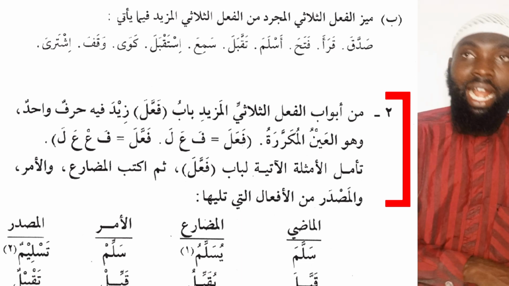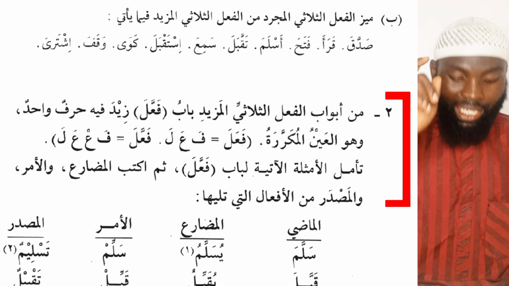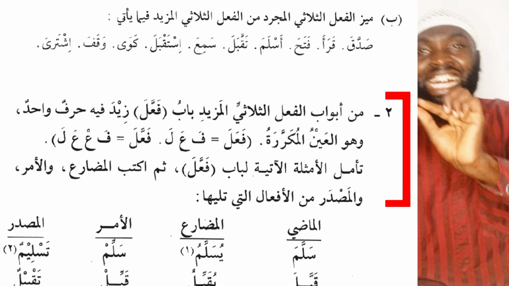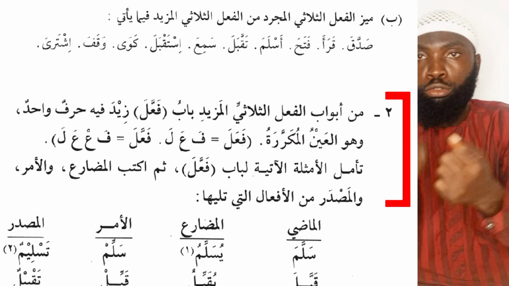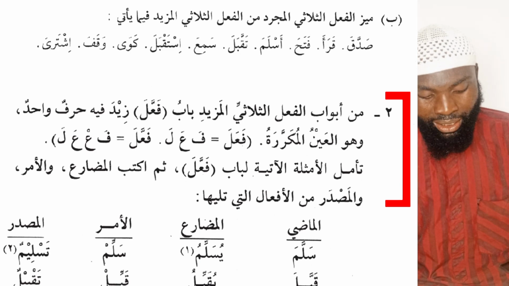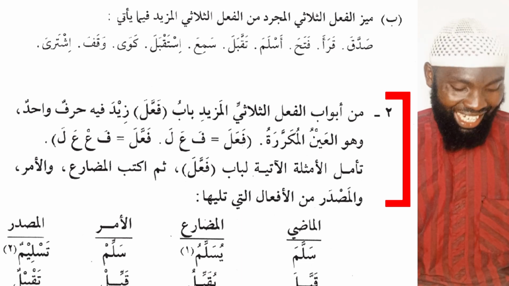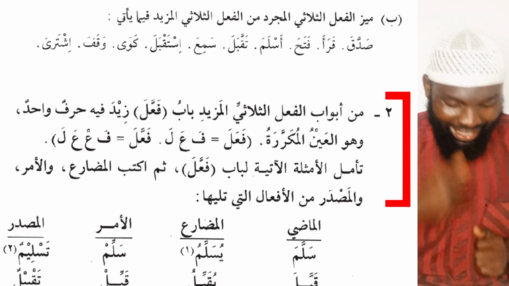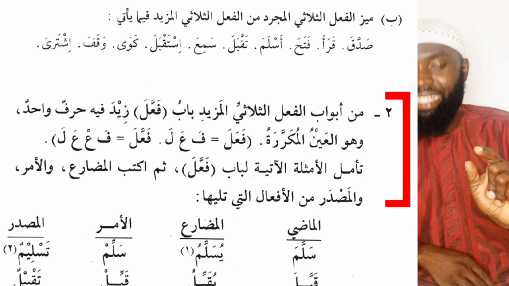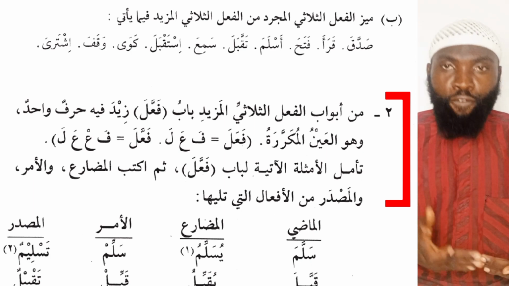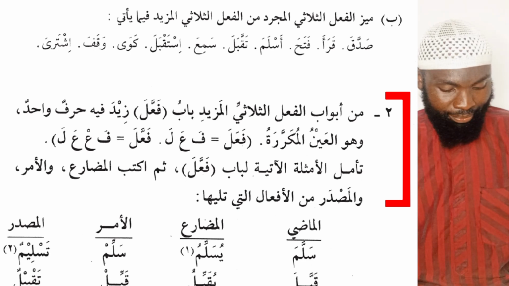It says Zida fi harfun wahid. A single letter has been added to it. Wa huwa al-ainul mukarrara, it is the Ain which has been doubled. The word Fa'ala originally now becomes Fa'ala. Can you see Fa'ala? This is how we come to this. He's saying Ta'ammal al-amthilat al-atiya li babi Fa'ala. Study these examples for the pattern of Fa'ala.